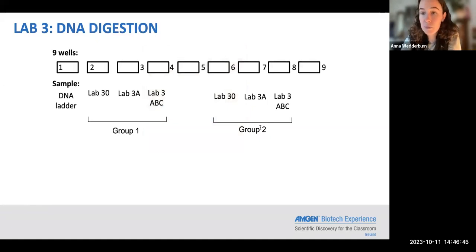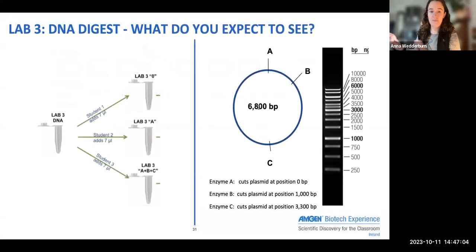Once they've done that, we give you a profiling gel. It's 2 groups per profiling gel. So you'd have your DNA ladder here, just 1 DNA ladder for 2 groups. Then you'd have your group 1, who put in their 3 0, their 3A, and their 3 ABC. Then leave a gap, and your group 2 will put in their 3 0, their 3A, and their 3 ABC. So that is lab 3.